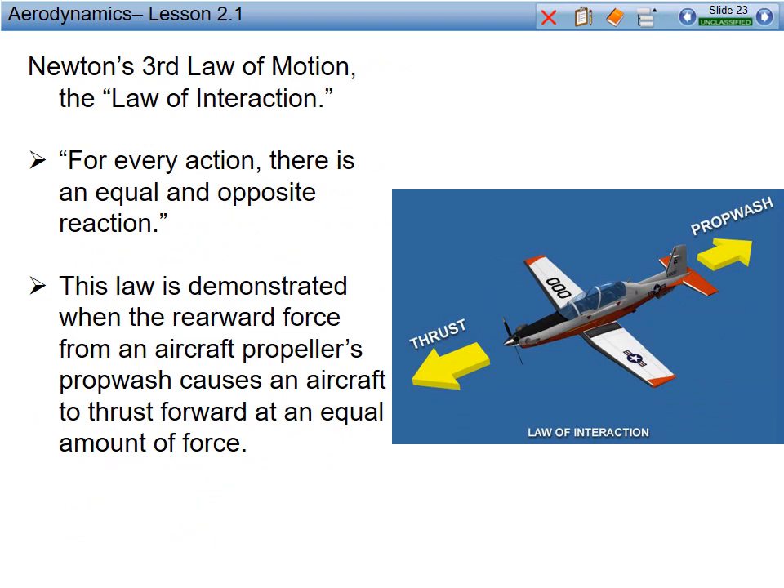Newton's third law of motion is the law of interaction, which states for every action there is an equal and opposite reaction. This law is demonstrated when the rearward force of an aircraft propeller's prop wash causes an aircraft to thrust forward at an equal amount of force.